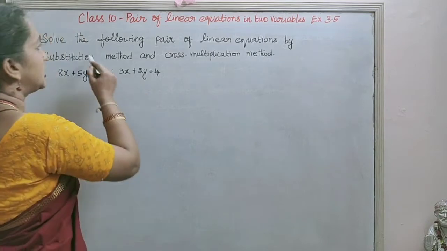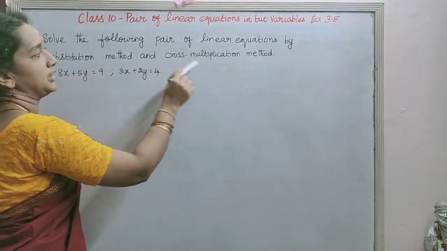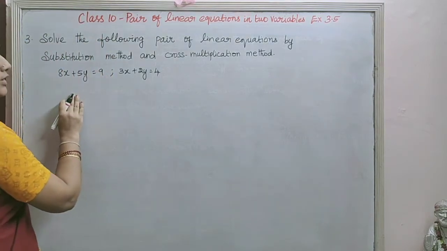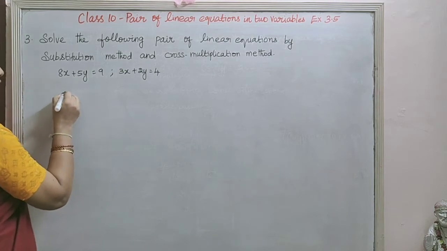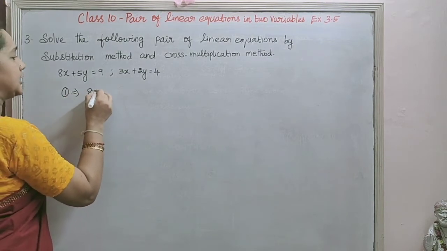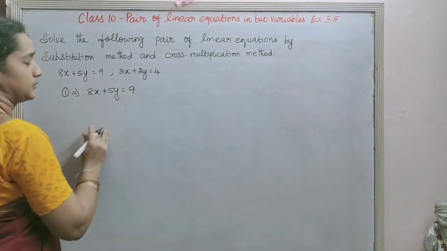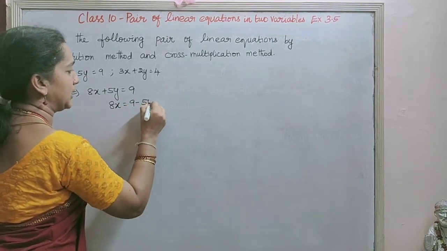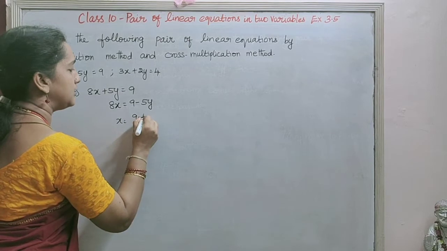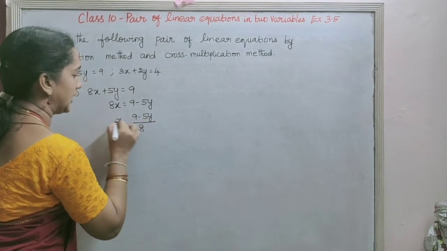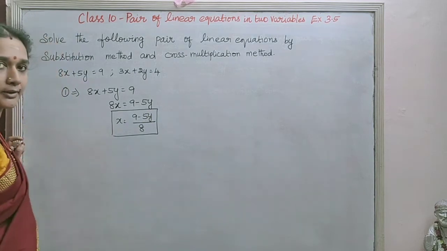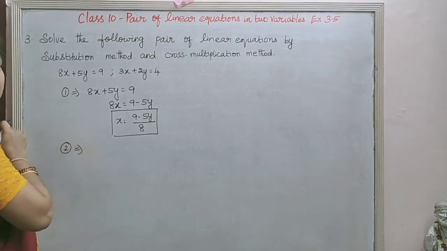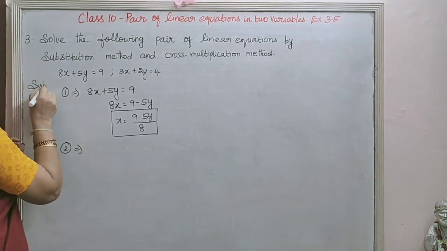The third sum is: solve the following pair of linear equations by the substitution method and the cross multiplication method. So the two equations are given. I will take the first equation as 8x plus 5y is equal to 9. So 8x is equal to 9 minus 5y, so x is equal to (9 minus 5y) by 8. This is the x value I got. I am substituting this x value in the second equation. This is the substitution method, so first I am doing the substitution method.